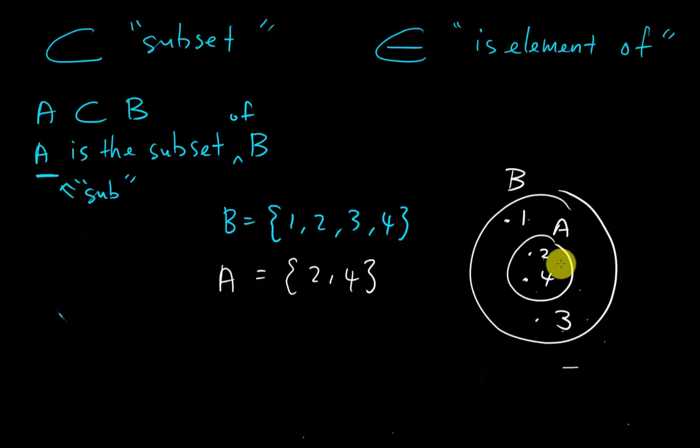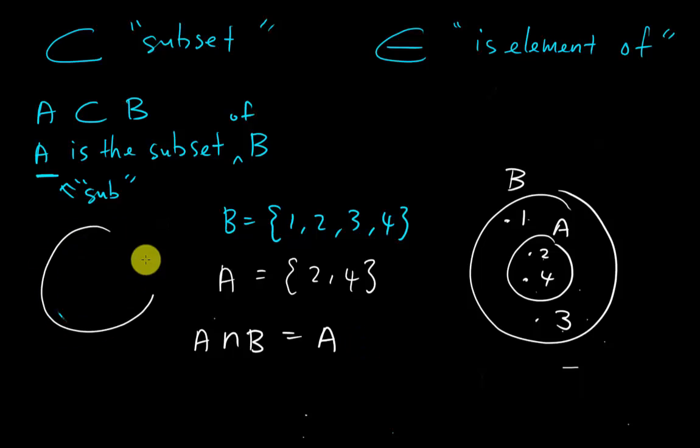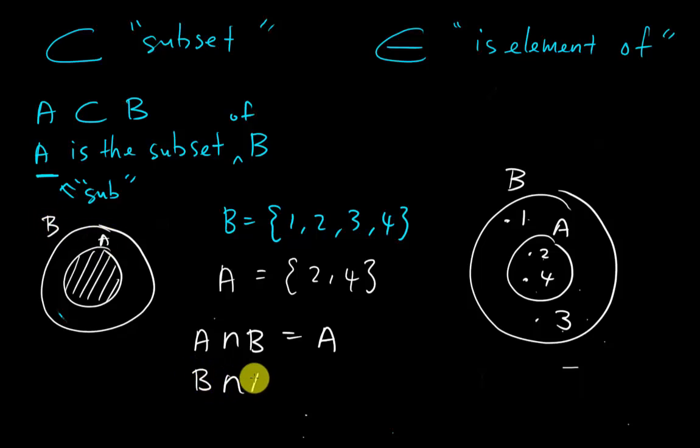However, because A is inside B, I can say A intersect B is actually equal to A. Isn't it? If I have both of these, the intersection of both is over here. So A intersect B is equal to the set A. If this is B and this is A, of course I can say B union A is still equal to the set B.